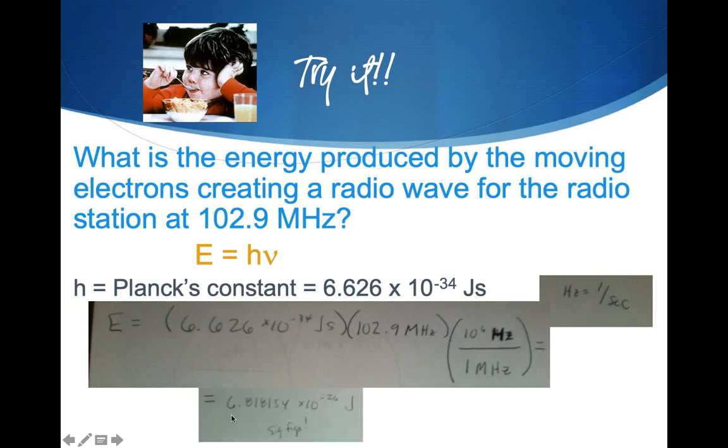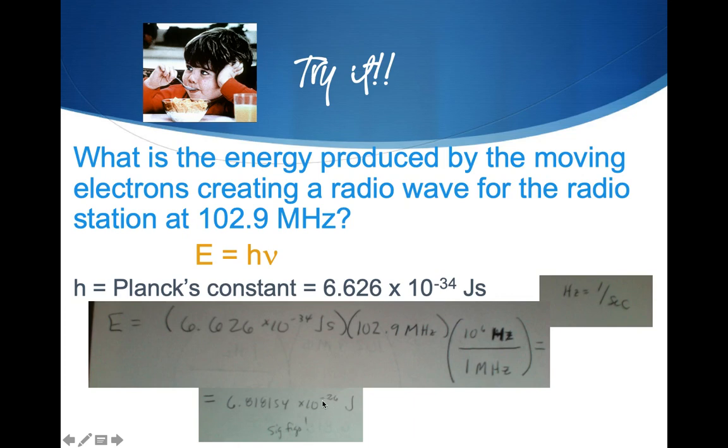Now let's check our calculator answer together. So you get something like this, 6.8 blah, blah, blah, times 10 to the negative 26 joules. First of all, let's see if this makes sense. Were we expecting a significantly small amount of energy? Yeah, we were, right? Because this is just electrons producing waves by moving inside an atom.